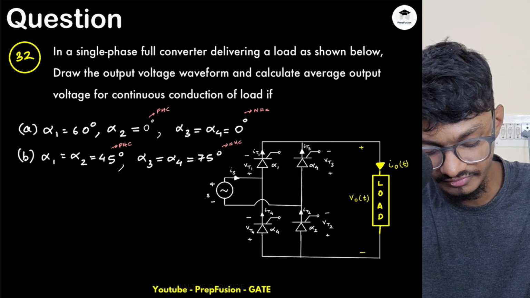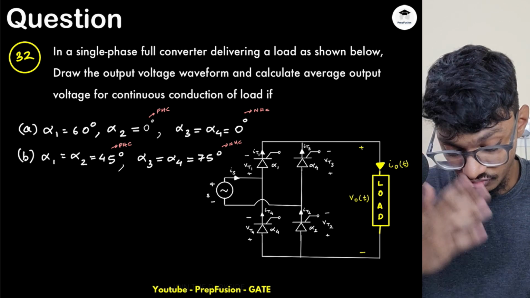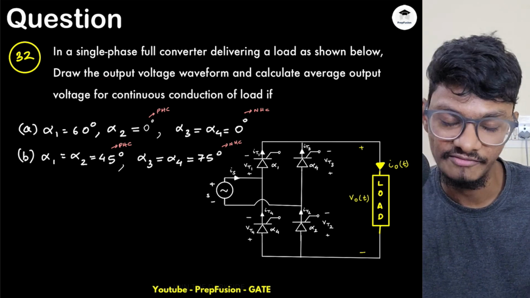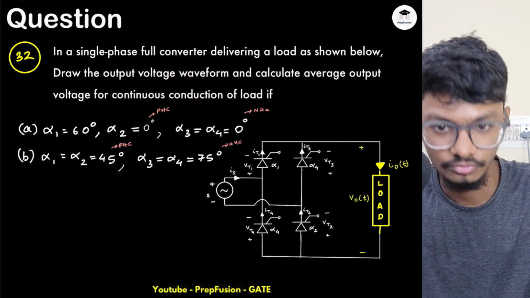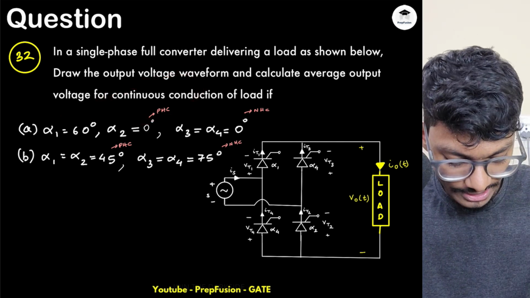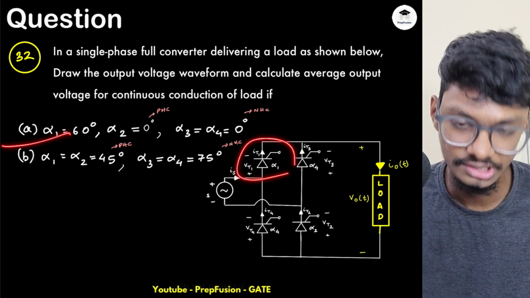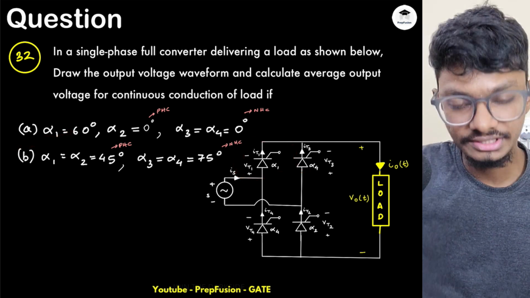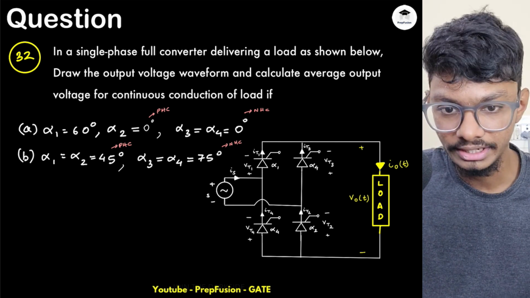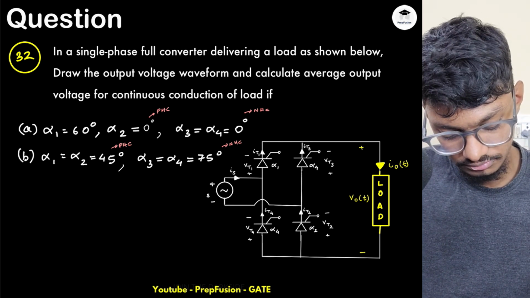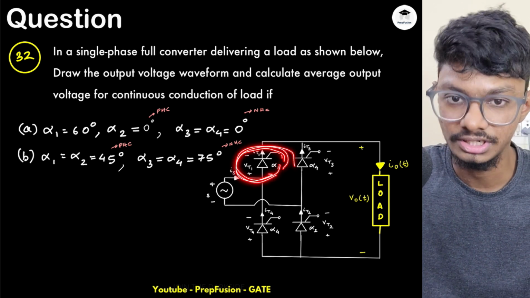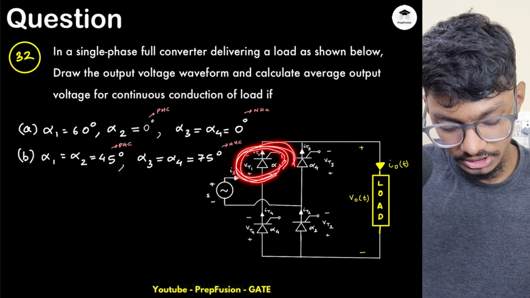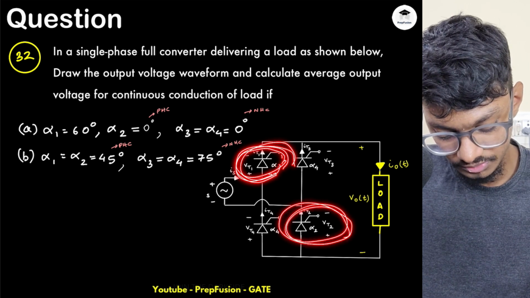What information have they given us? The information is we have to draw the output voltage waveform and calculate the average output voltage for continuous conduction. So we have to draw it, right? In the first case, my alpha 1 is 60 degrees. So if my alpha 1 is 60 degrees, before that, if I assume that, what will happen? My alpha 1 won't turn on. If thyristor T1 doesn't turn on, then will this be on? This will be on, right?